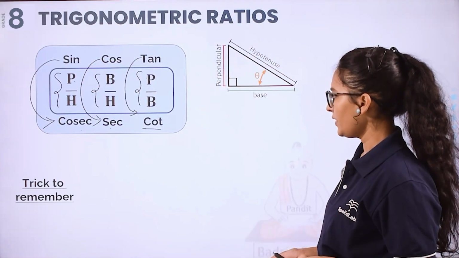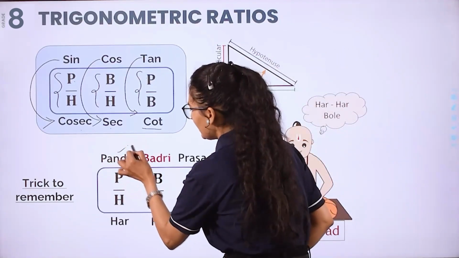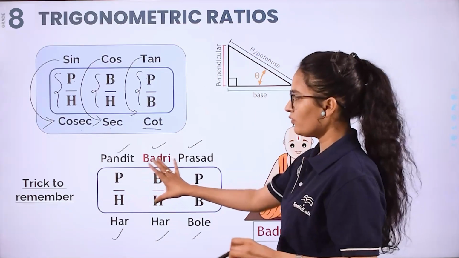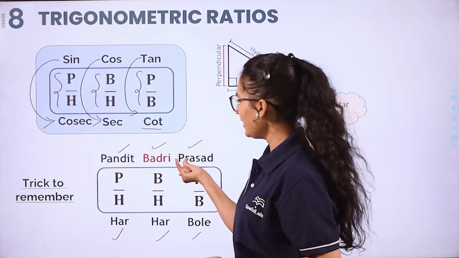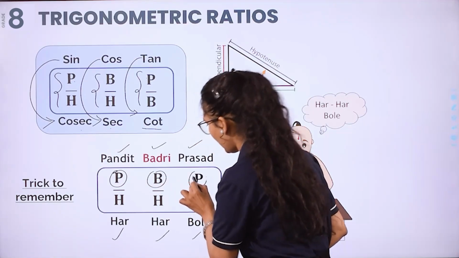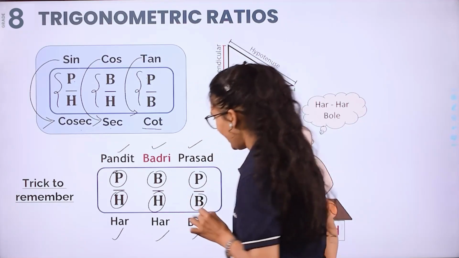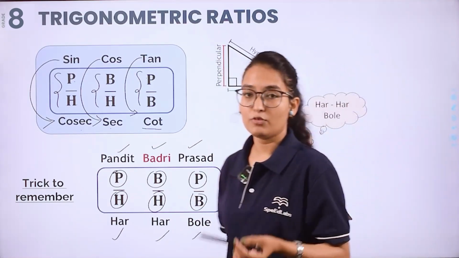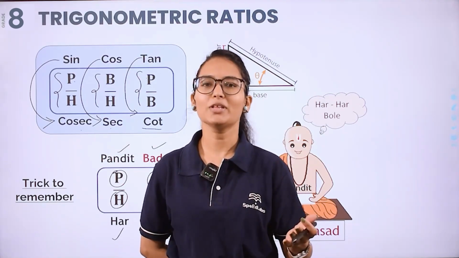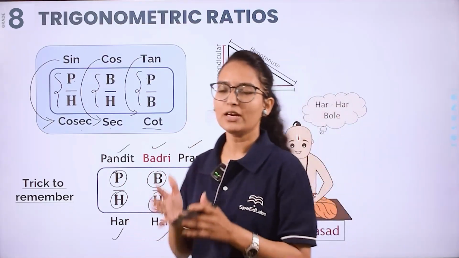Now let us see what is the trick to remember. So the trick is very funny actually. It is Pandit Badri Prasad Har Bole. Okay, these words you have to remember. This Pandit Badri Prasad is for the numerators, and this last one, Har Bole, is for the denominators. Okay, if you want to use any other trick of your own, or if you can make a trick on your own, please do that. But this is the most famous one to remember the definition of the trigonometric ratios.